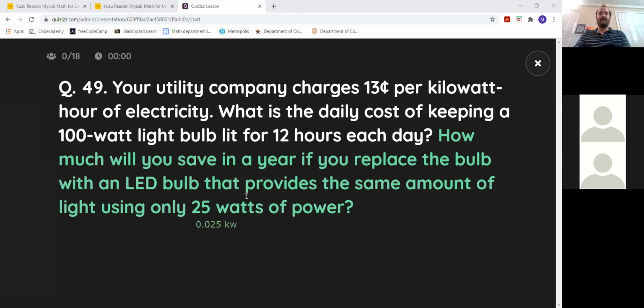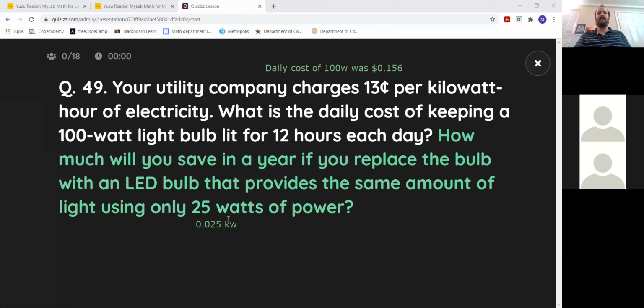You're going to have to take the difference between what we found last time, which was what? 0.156. So daily cost of what? Daily cost of 100 watt was 0.156. This is what we found out previously.